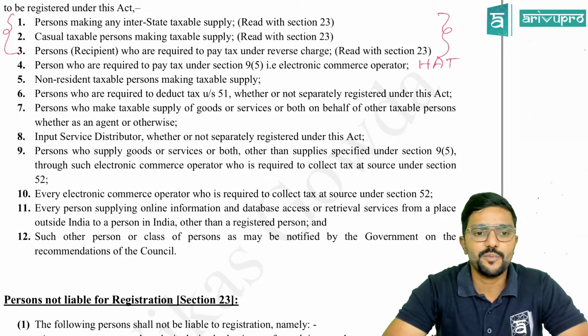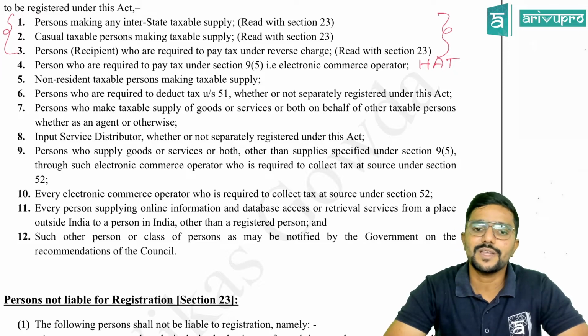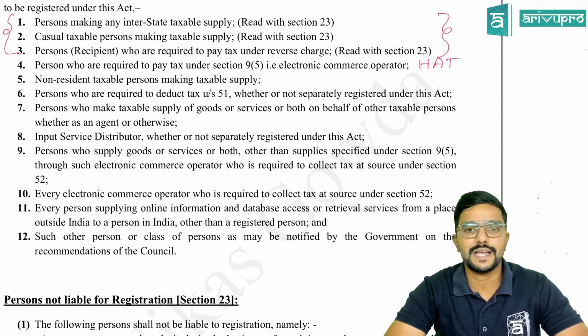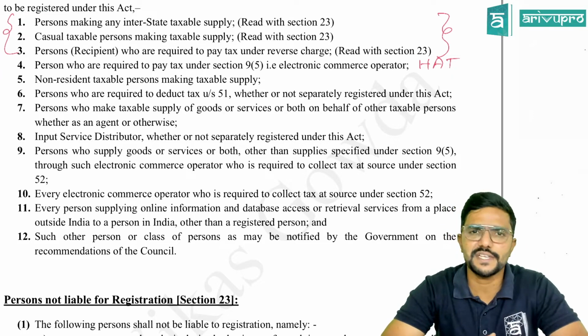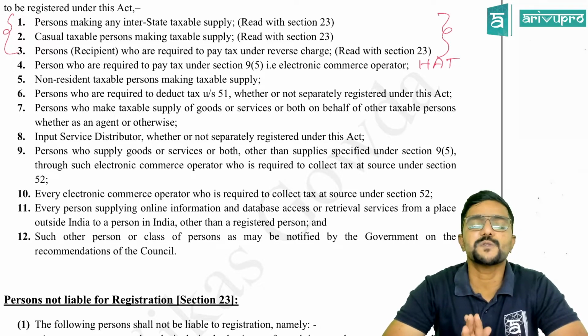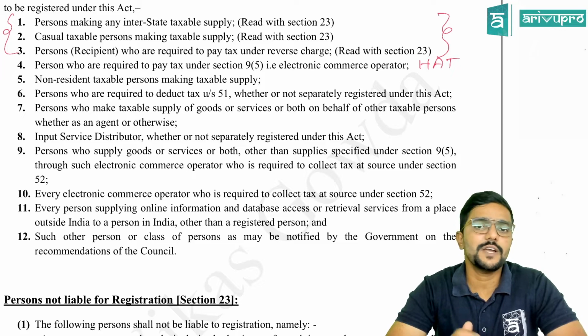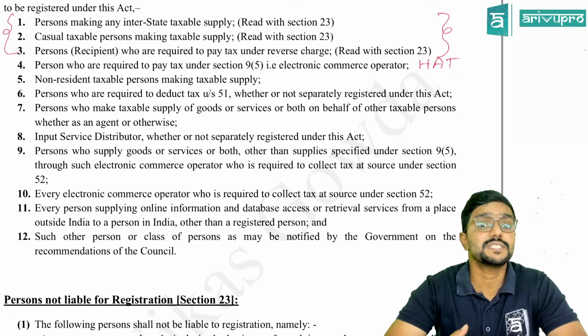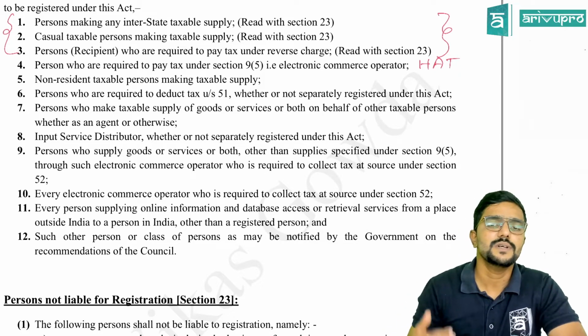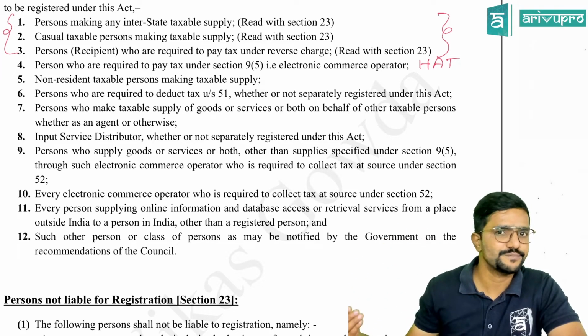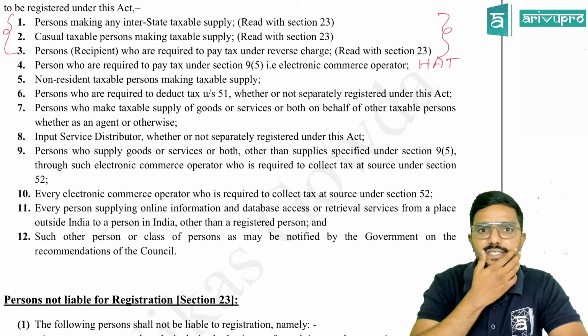Then 6th point, persons who are required to deduct tax under section 51, that is TDS, whether or not separately registered under this act. So whoever is required to deduct TDS under section 51, they are supposed to get registered. Okay. Next. So section 51 and 52, we will be learning in the payment chapter, guys. It's in the same chapter, but I think it's 4.4. Okay. We will be learning in that chapter.